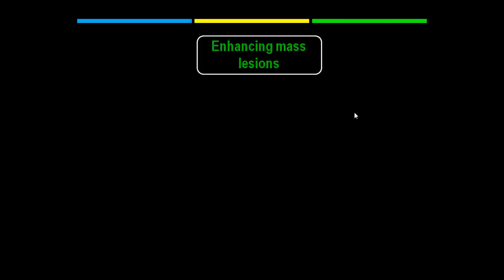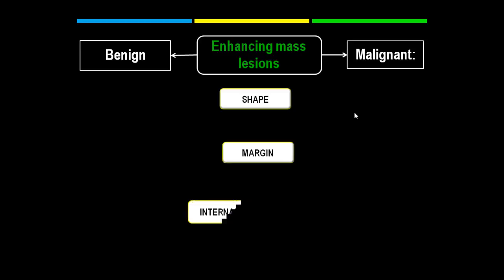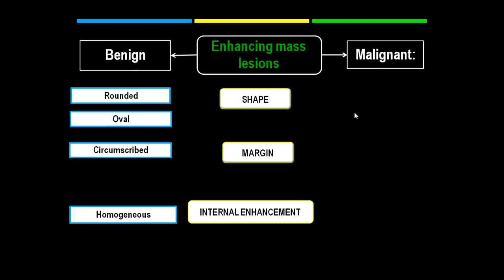To sum up the enhancing mass lesions, they might be benign or malignant. If we look at the shape, the margin, and the internal enhancement pattern, and we have a rounded or oval shape, a lesion with circumscribed margins that shows homogeneous enhancement or dark internal septations, then most probably this lesion is benign.